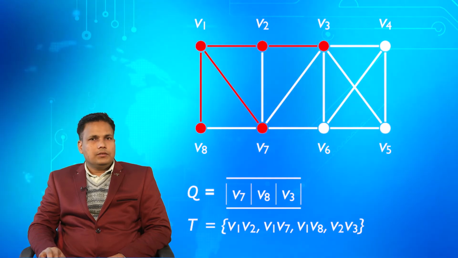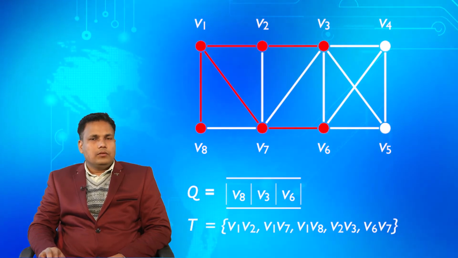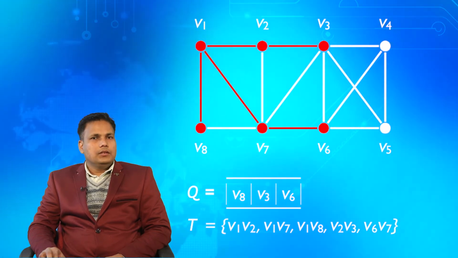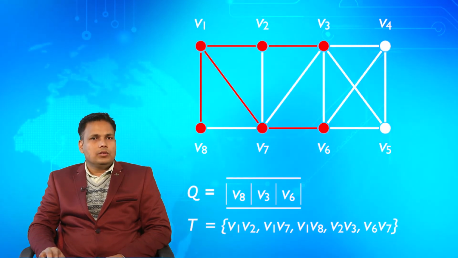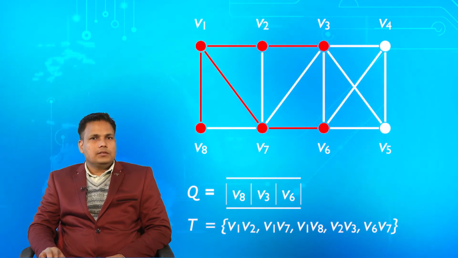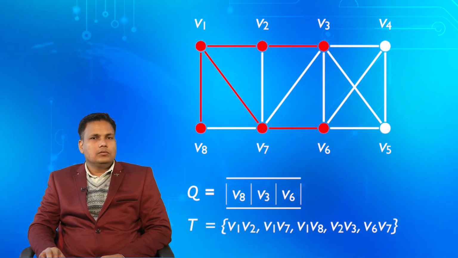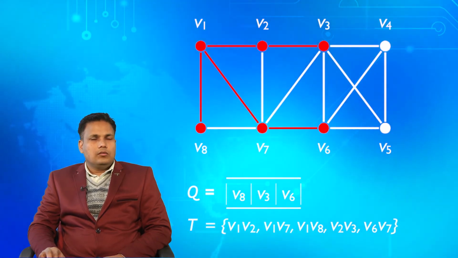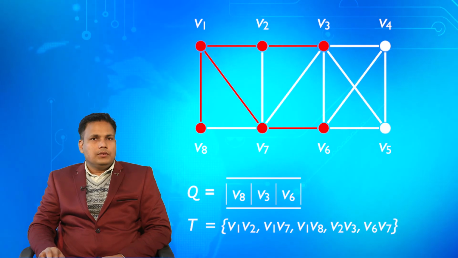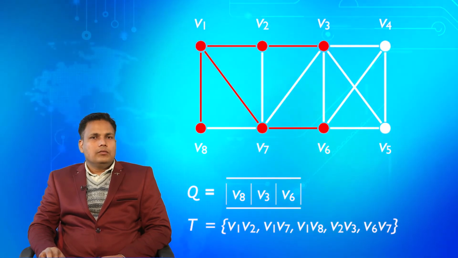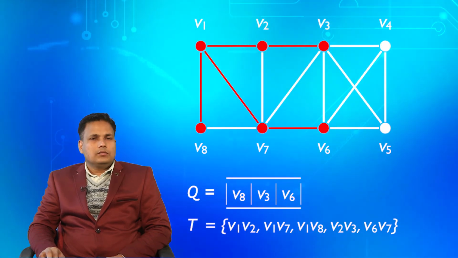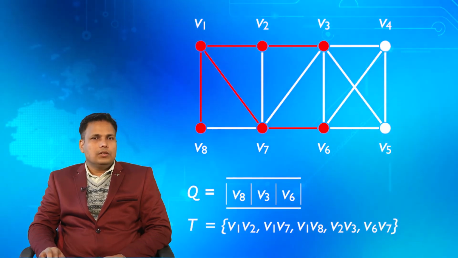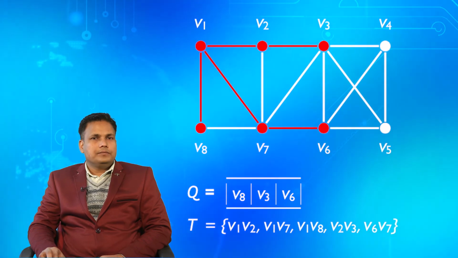So, we shall visit V6 now, and before that we shall remove V7 from Q. Okay, so V6 is visited, V6 is then appended to Q, and the edge V7, V6 is added to T. Now we see that there are no more unvisited neighbors of V7. So we go back to the container Q and check whether it is empty or not. So it is still non-empty.